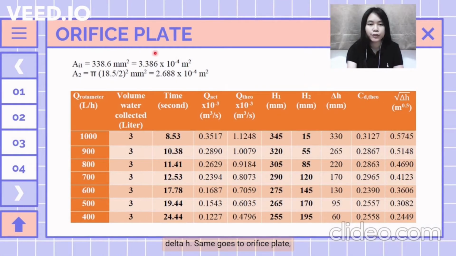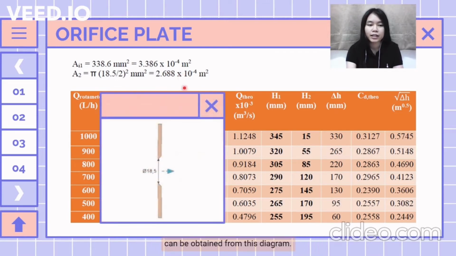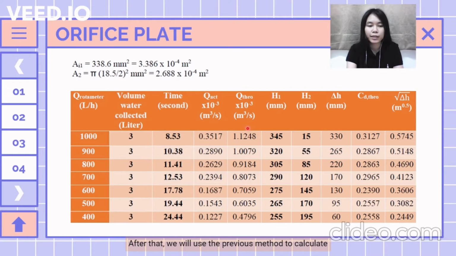Same goes to orifice plate. The value of A1 is 3.386 times 10 to the power of negative 4 meters squared, whereas the area of the orifice plate can be obtained from this diagram. As we can see here, the diameter is 18.5 mm. Therefore, after substituting 18.5 over 2 as radius, we get that A2 is equal to 2.688 times 10 to the power of negative 4 meters squared. After that, we will use the previous method to calculate the value of other results.